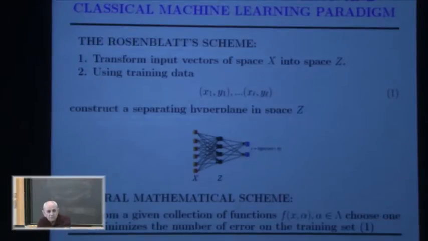And during the training process, you are looking at your observations x1, y1, and in the simplest case y is 0 or 1, classification into two classes. So you should pick one function from the set, and that is the goal of learning. You are supposed to pick such a function that can classify new objects with a small number of errors.